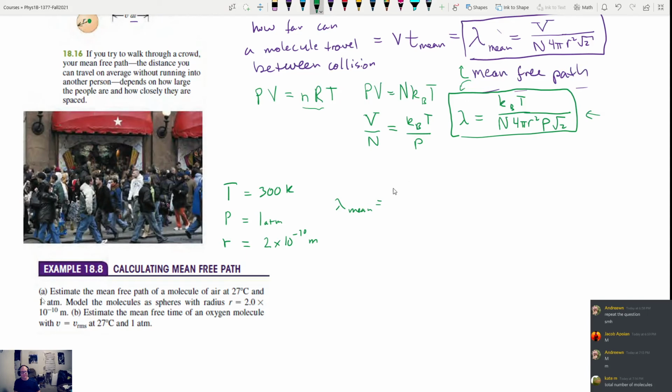So kB is 1.38 times 10 to the minus 23 joules per Kelvin, right? Temperature, 300 Kelvin. Number of molecules in, what do we have for number of molecules?